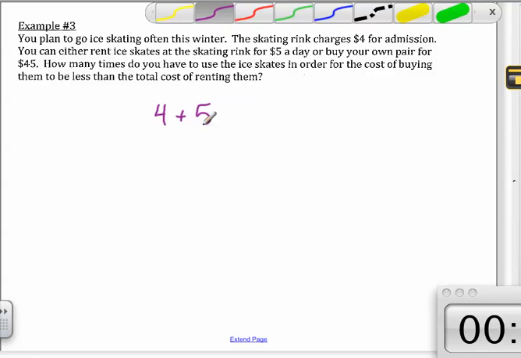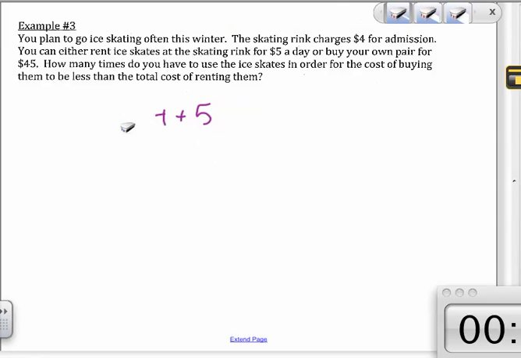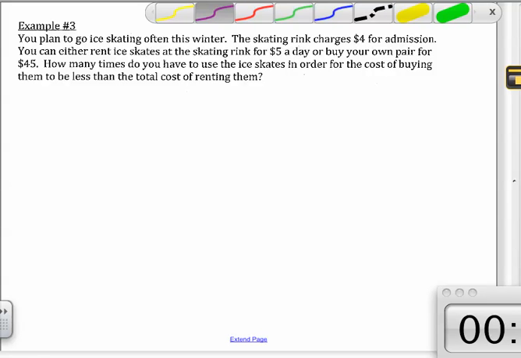So it's not just once, is it, Fritz? It's every time I go. All right. So let's see. That's going to be 4 times the number of trips for every time I go, plus 5 times the number of trips to the skating rink. Do you agree? Because I have to pay $4 to get in plus $5 for my skates every time I go. Or, and I want this to be greater than buying my own, right? So how do I write that on the other side, Justin?